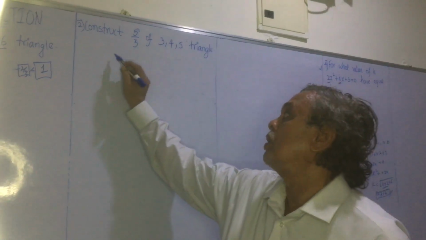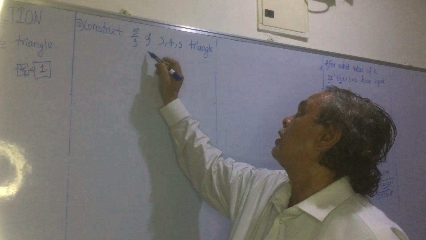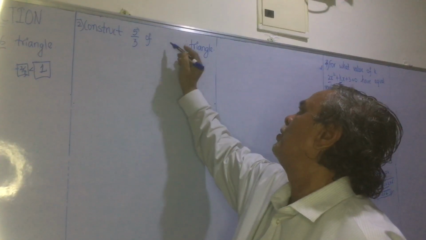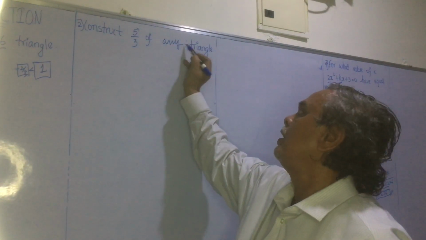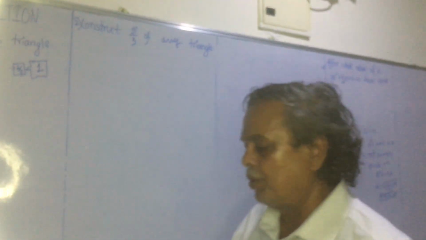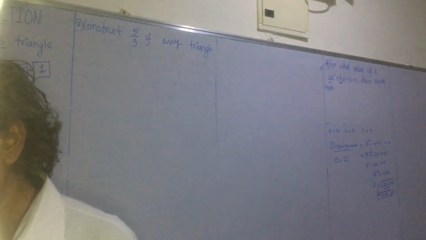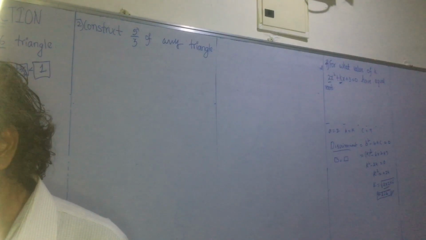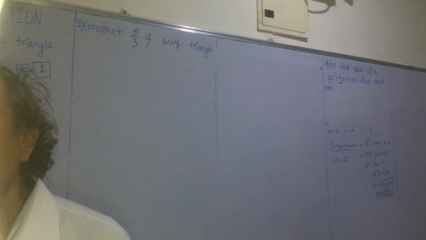Here is the question: construct 5 by 3 of any triangle. First, what should you do? Tell me.